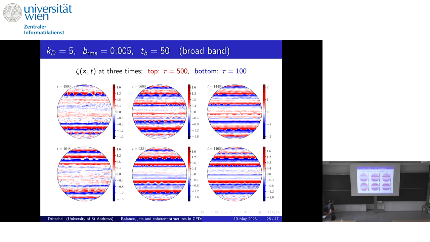And this is what you get. Notably, the number of jets you see there is comparable to what we saw before. So with 25 and 5, there's a factor of 5 in the deformation length, and there's not a factor of 5 difference in the number of jets.